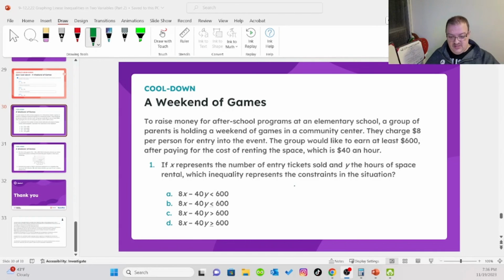So what we see are the keywords "at least." So they want to make $600 or they want to make more than $600. They just don't want to make less than $600. So the correct solution would be D, because that says when they take the money they earn minus the expenses, they are still left with more than or equal to $600.